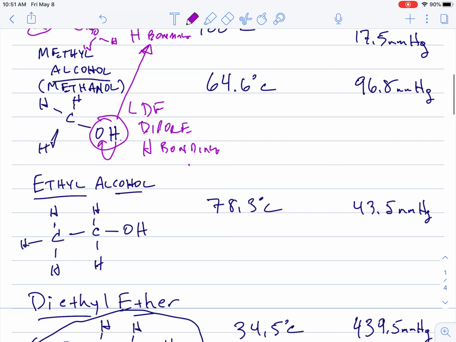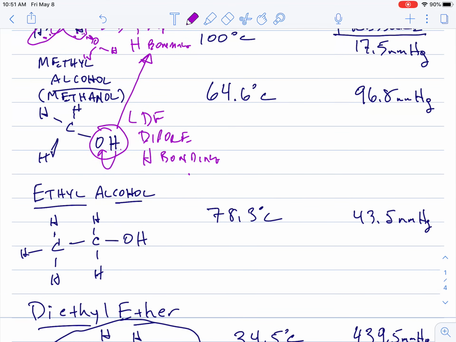Okay? Now, ethyl alcohol. Ethyl alcohol is going to have London dispersion forces, and so far, compared to the methyl alcohol, this one is going to have a stronger London dispersion force because it's a more complex molecule. There's more of an electron cloud. It's easier to induce a dipole moment.